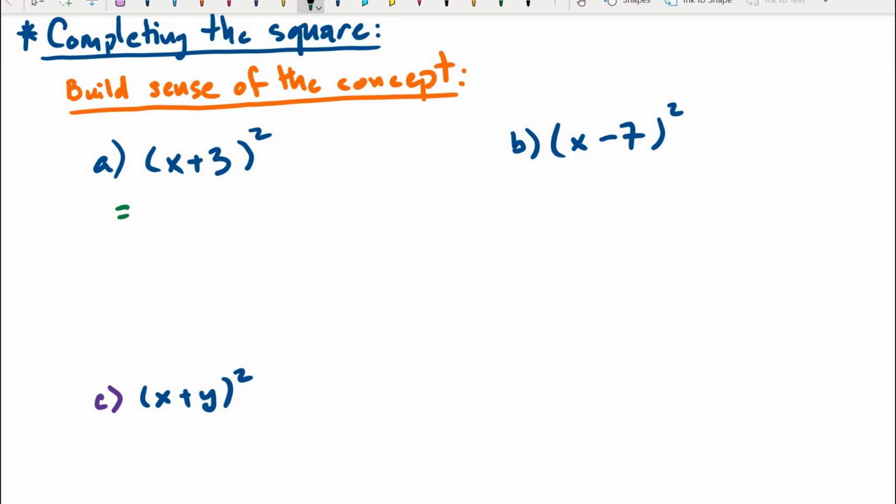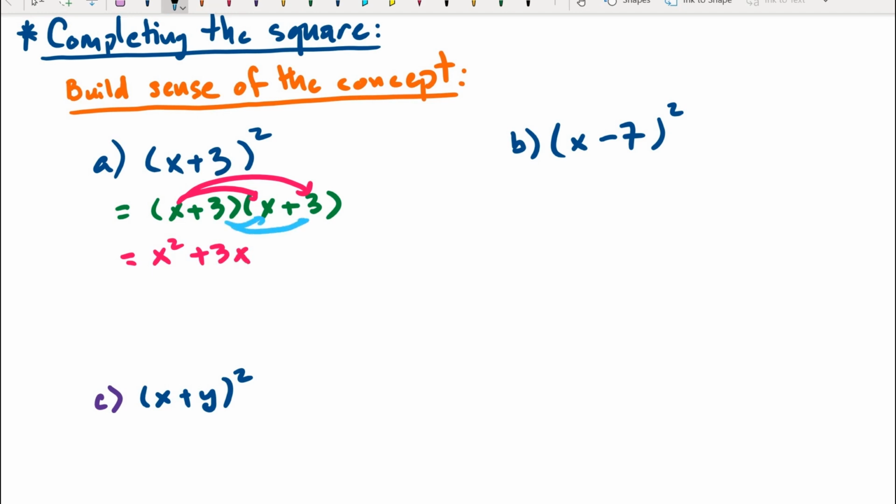First, (x + 3) squared means (x + 3) times (x + 3). Since we have two binomials multiplying each other, we can use the FOIL concept or distributing. You distribute x to the second parenthesis. X times x is x squared. X times 3 is 3x. And then you distribute 3 into the parenthesis. That will give you 3x plus 9. Then we do combining like terms: x squared plus 6x plus 9. Okay, that will be it for the first problem.